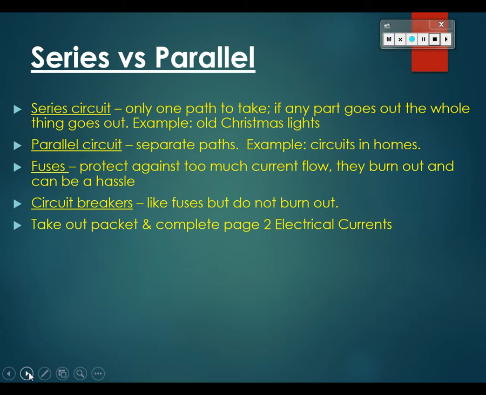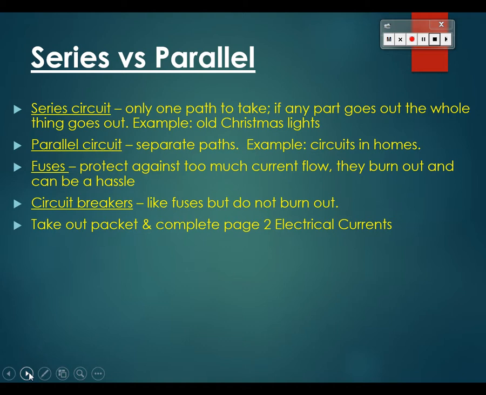Series circuit, parallel circuit. A series circuit is like the old Christmas tree lights, and you can't find them that much anymore. When one bulb goes out, the entire string goes out. It's when there's only one path for the electricity to take. A parallel circuit is like your house. It has many different paths. If the light bulb in the hallway burns out, you still have electricity in the rest of your house. That shows that it's a parallel circuit.